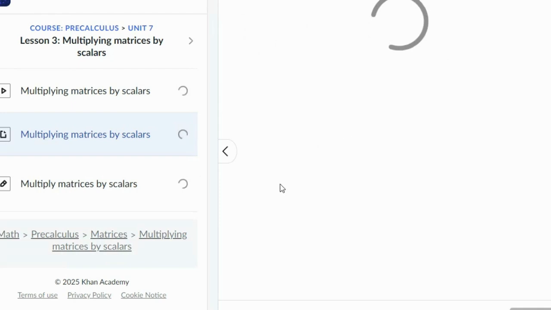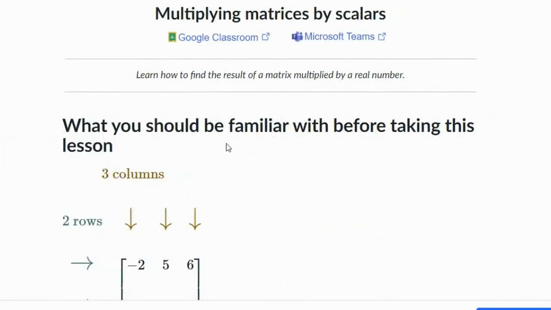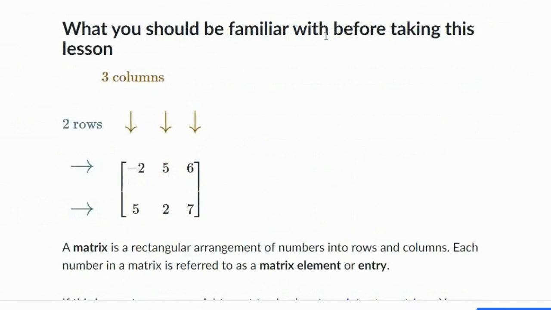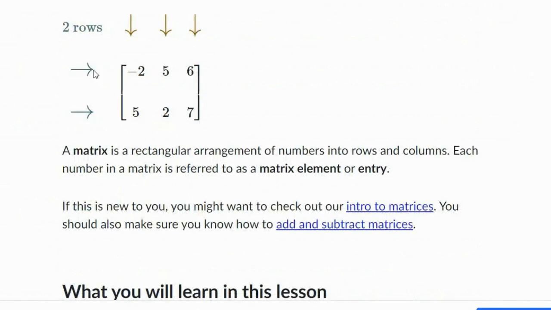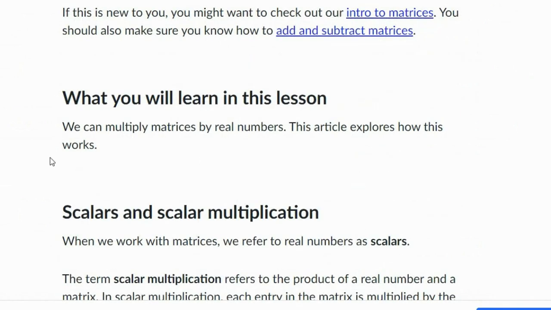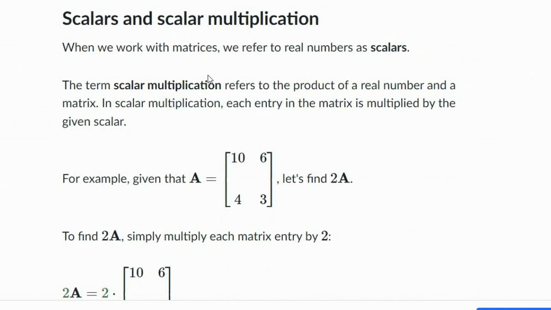All right, so let's go to the second lesson, which should be just the written lesson talking about the same type of stuff. Okay, close this little thing here. As usual, it starts with what is a matrix? What you should be familiar with. This is 2 rows, 3 columns, so we call this a 2 by 3 matrix. It has links to that intro to matrices lesson and how to add and subtract if you want to review. What you'll learn in this lesson is we can multiply matrices by real numbers, scalars, and scalar multiplication.